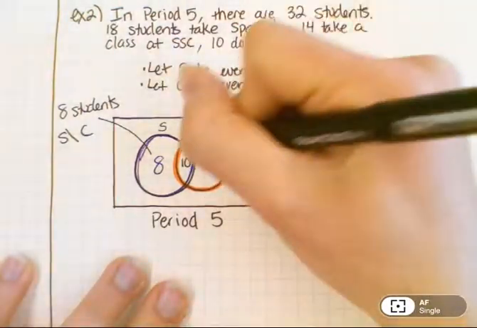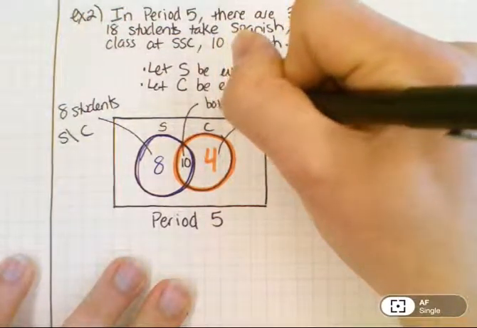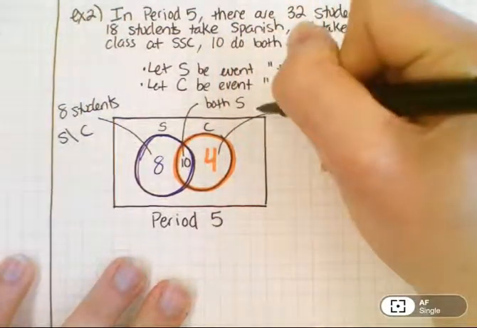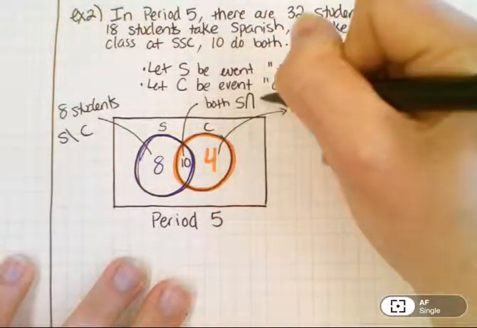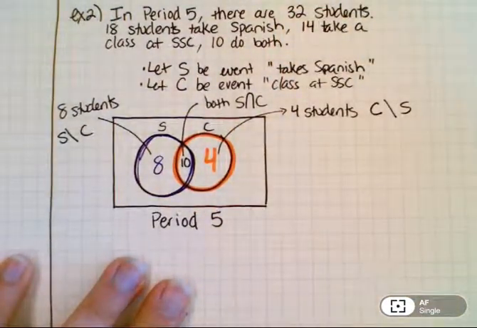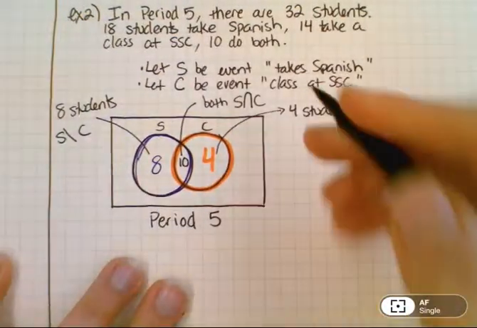There are 10 students in the intersection. So this is both. Okay, this is the intersection, students who do both S and C. Now, what's weird is that there are 32 students in the class, and these numbers do not add up to 32. So let's see what they do add up to.